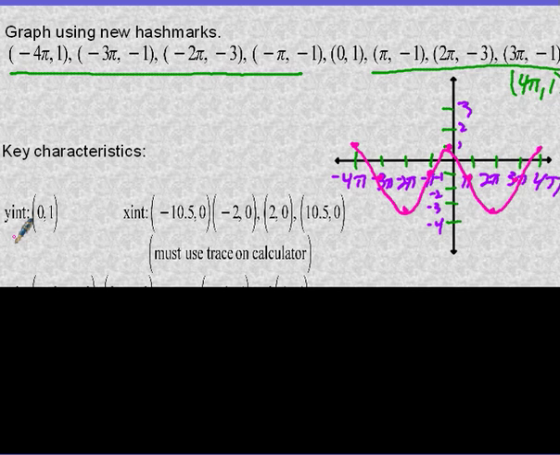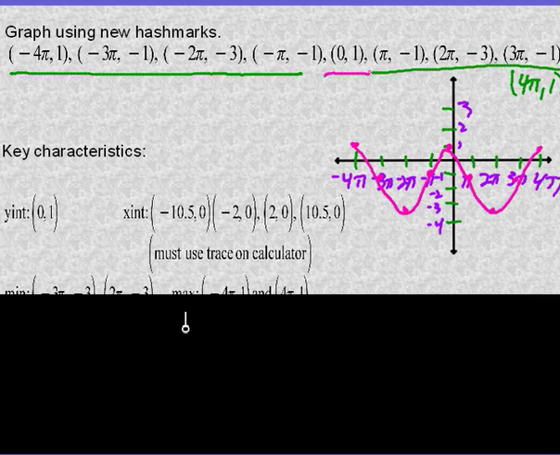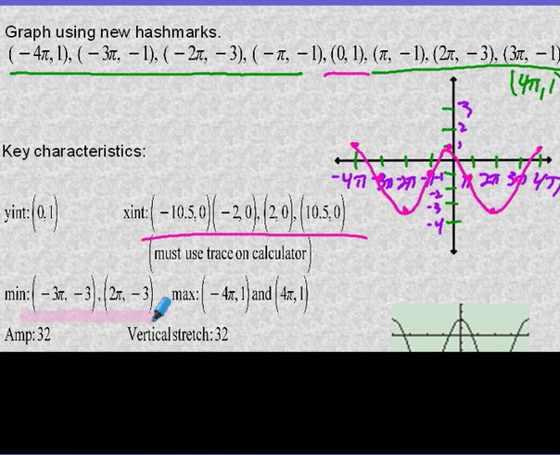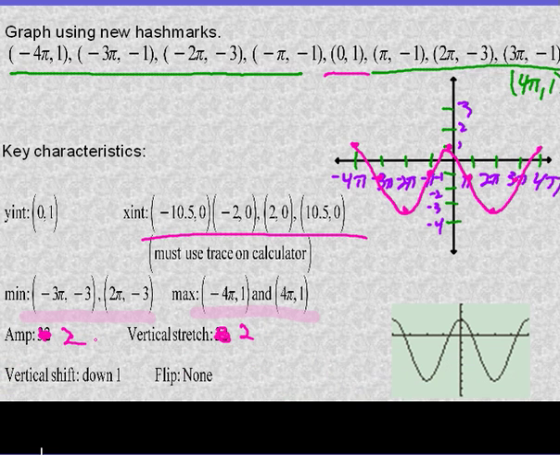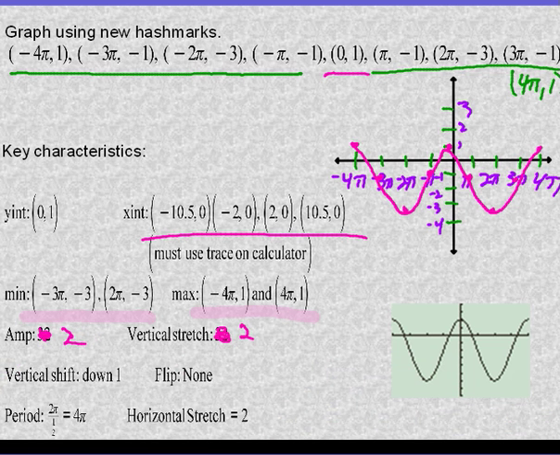Our y-int has been identified. Our x-int, we don't have any in our hash marks, so we're going to use trace and get approximately those for our x-intercepts. Minimums are when we have y being negative 3. Max is when y is 1. Our vertical stretch should be 2. An amplitude of 2. Vertical shift down 1. No flips. A period is going to be, again, our period is equal to 2 pi over b, which is going to end up being 4 pi, which you could probably tell from looking at the graph anyway. And then we have a horizontal stretch of 2.